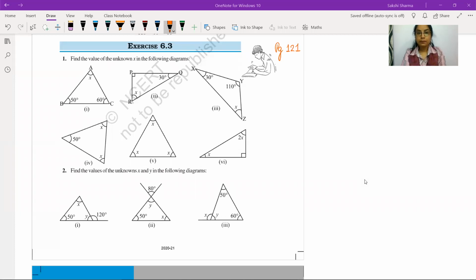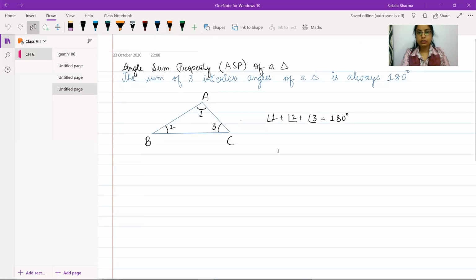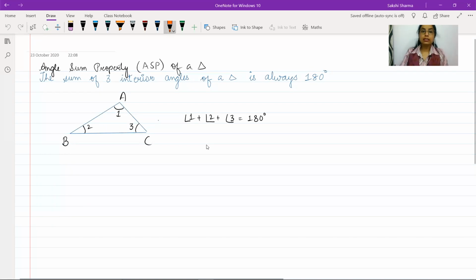I hope you have completed exercise 6.2. All right. And after that, there was one more result or property that I had sent you in PDF form: the angle sum property of a triangle. I hope you have written that as well. It is to be written before exercise 6.3, after completing 6.2. So we will be starting exercise 6.3 right after this property.